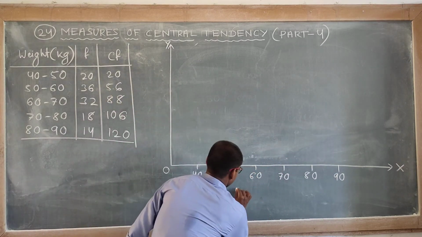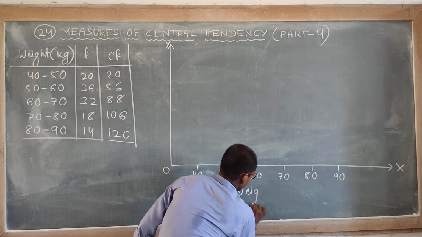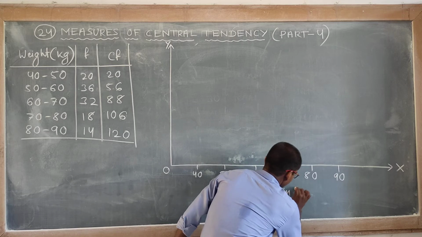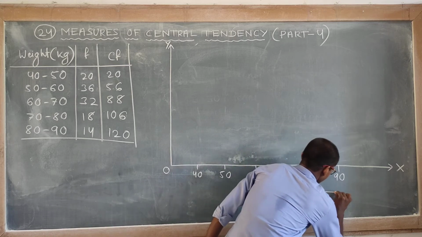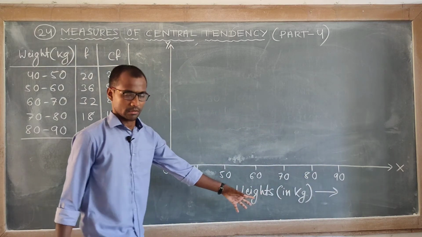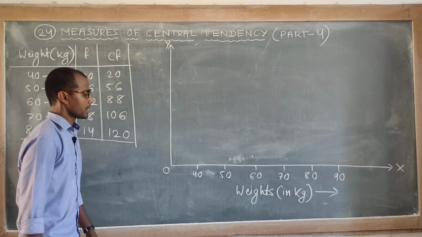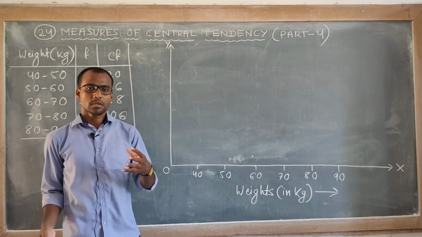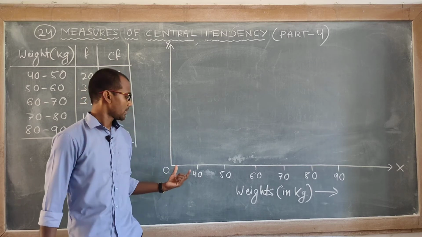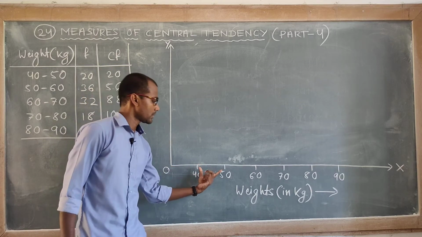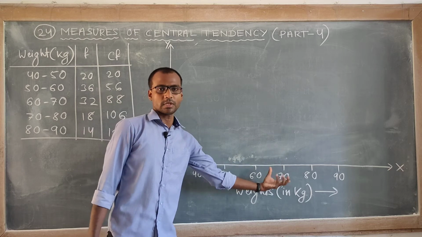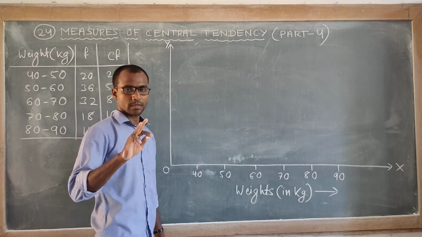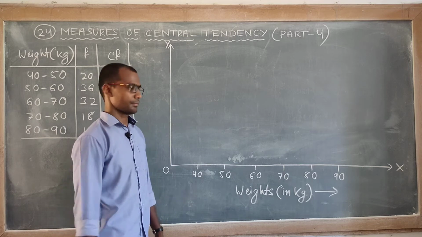So this is weights in kg, or class interval. This is class interval. Now see, I have taken in the board, you should take 2 cm. Okay, 2 cm for 10 units, 10 units, 10 units, 10 units, 2 cm. Okay, because you are going to get 2 cm by 2 cm graph paper in the board itself.